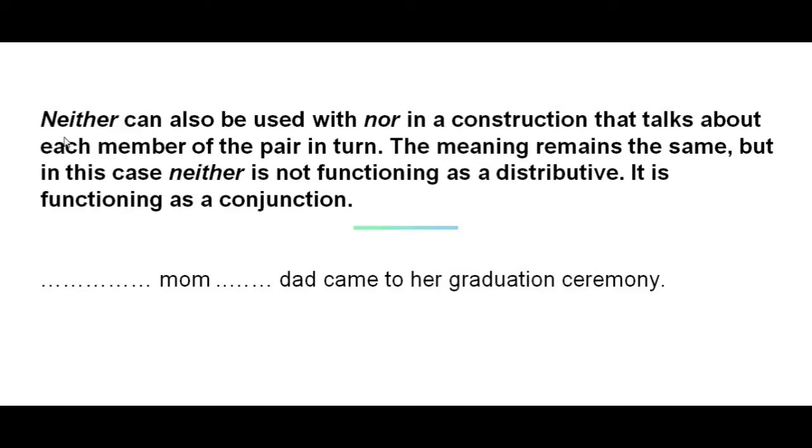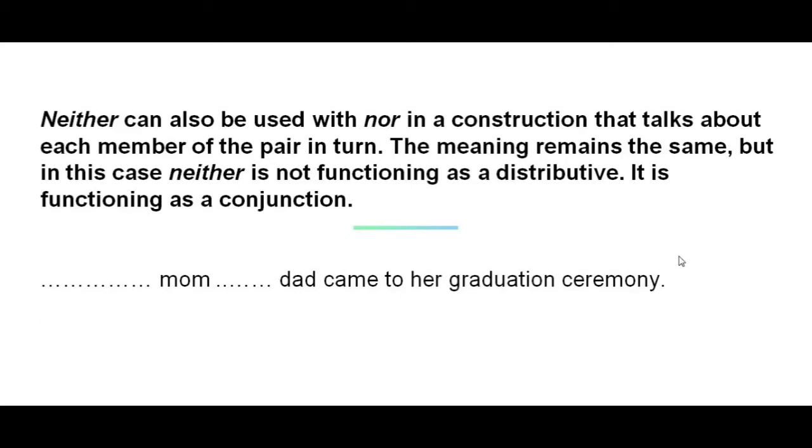Also note that neither can be used with nor in a construction that talks about each member of the pair in turn. Now the meaning remains the same, but in this case, neither is not functioning as a distributive. It is functioning as a conjunction.